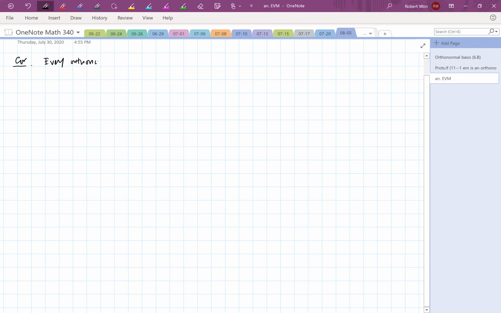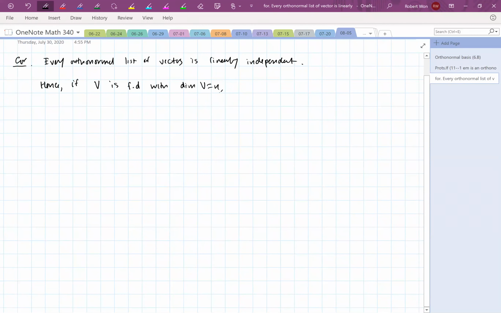Every orthonormal list of vectors is linearly independent. And hence, if V is finite dimensional with, let's say, dimension n, then any list of n orthonormal vectors in V is a basis of V.